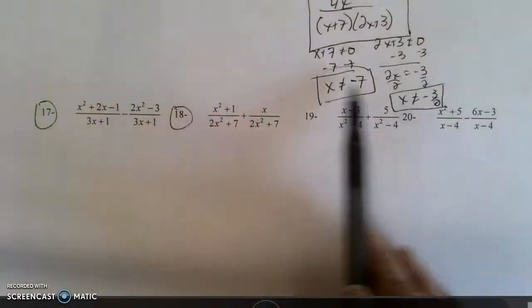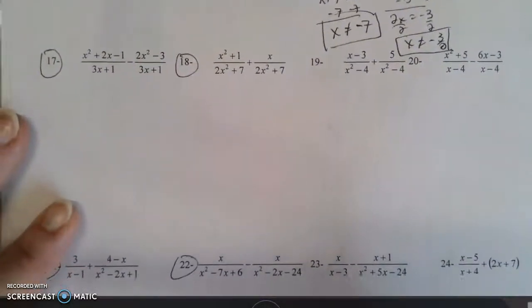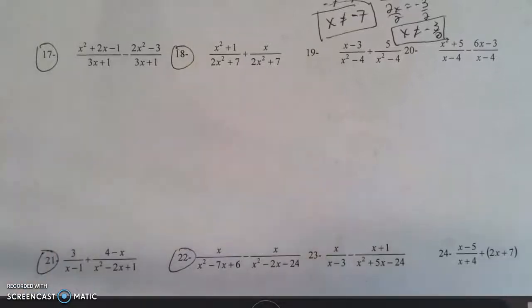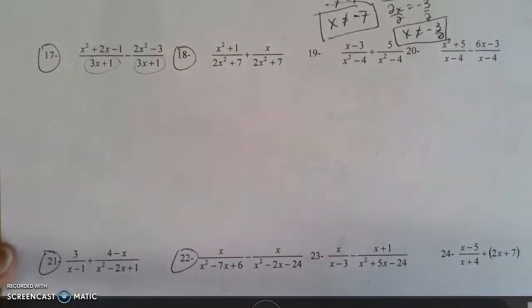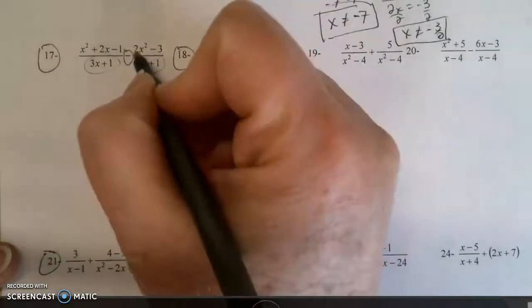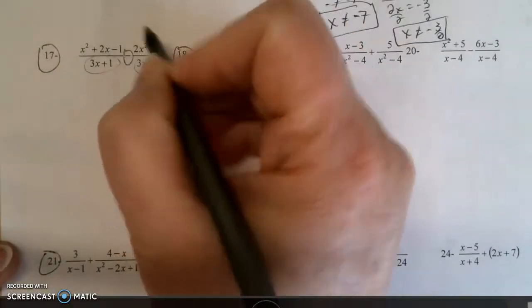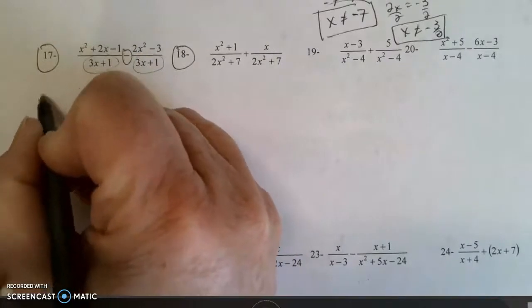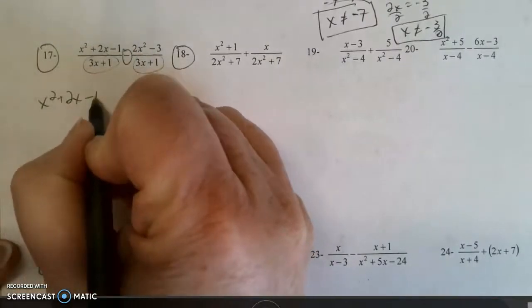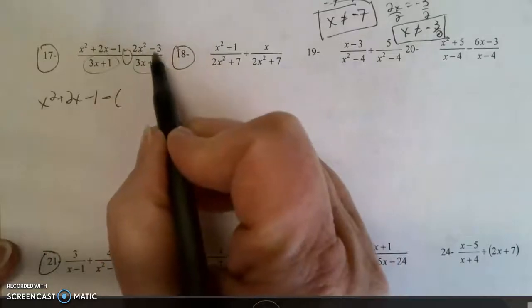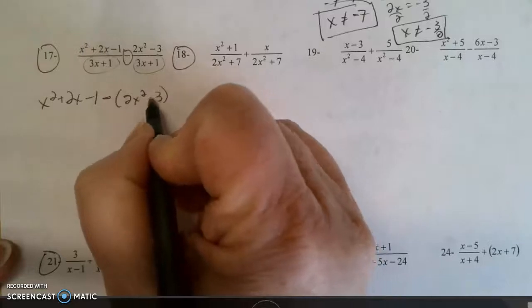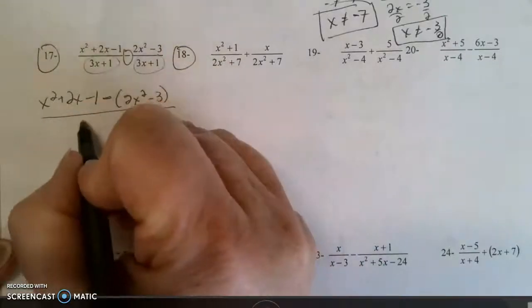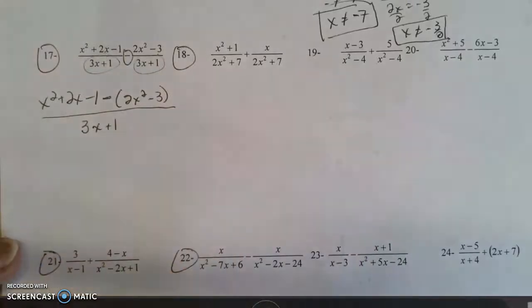Okay, so we're going to take this new step now, and we're going to do some addition and subtraction. Remember, when I add and subtract fractions, I need common denominators. So I notice that I have a common denominator here. I have a subtraction, which means I need to distribute it to the other side. So I have x squared plus 2x minus 1 minus this whole fraction numerator, 2x squared minus 3. My common denominator is 3x plus 1.